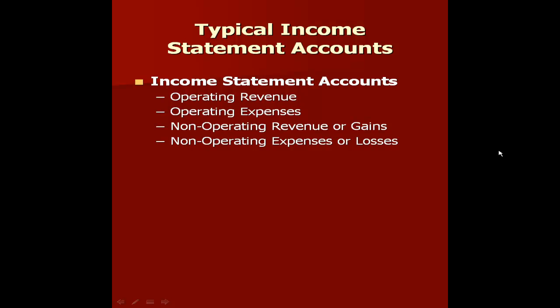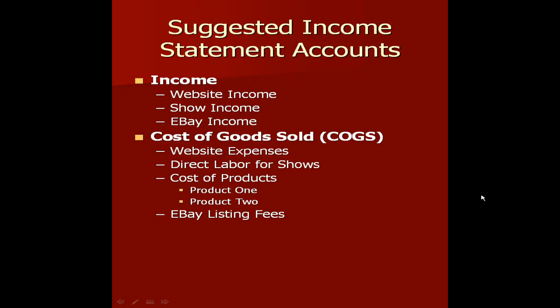In the statement of accounts for income, you have operating expenses, operating revenue, non-operating revenue, gains, and non-operating expenses or losses. Now these are things accountants do, but you really want a little more detail in those areas. So I'm going to show you what I like to see as a manager. On the income, let's say I have an internet business, but I do some shows like home shows or something, and I sell some things on eBay as my product, let's say it's fencing material.